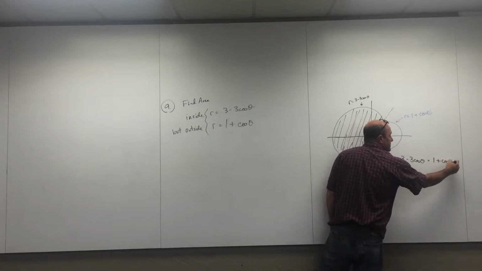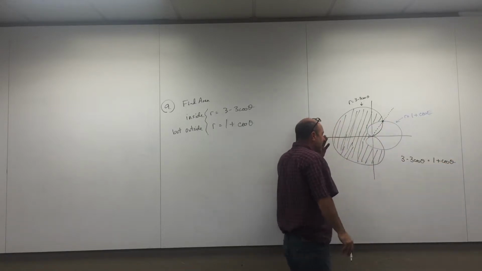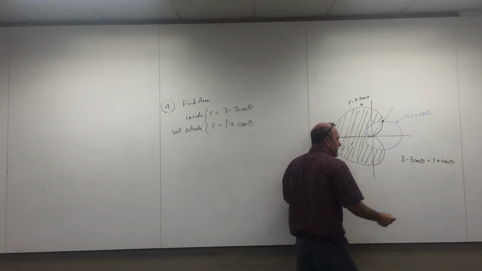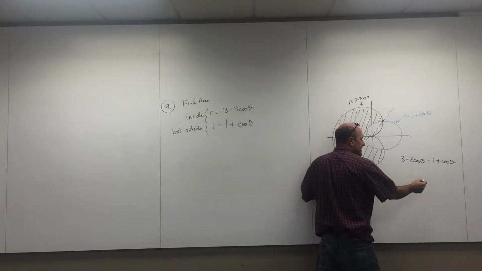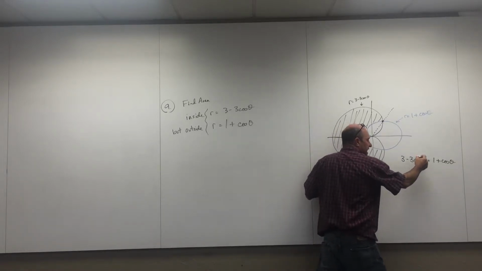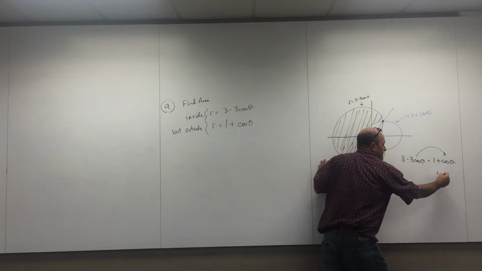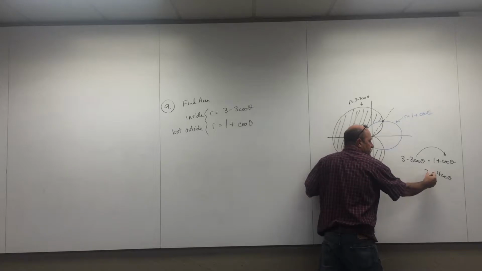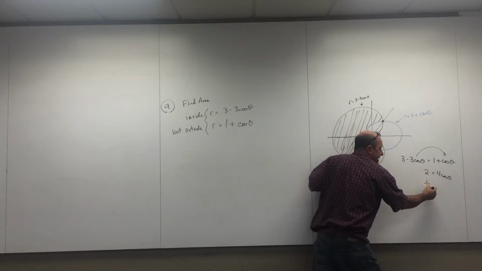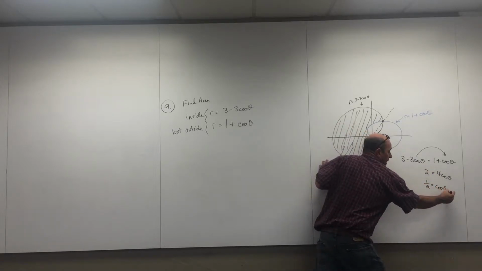The other day we did something similar to this, and we got kind of a nasty angle. Let's see what happens on this one. Yeah, this might be nasty again. Well, maybe not. Let's see, if I add the 3 over here, that's 4 cos theta. If I subtract the 1 over here, that's a 2. If I divide by 4, yeah, this is actually going to be nice.